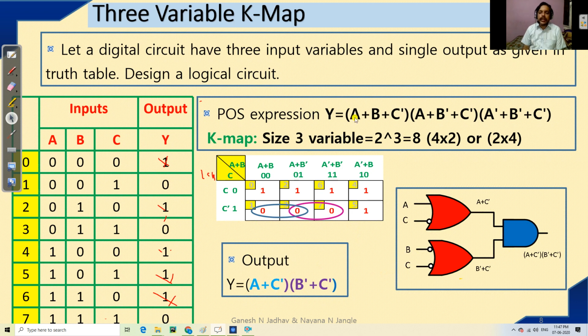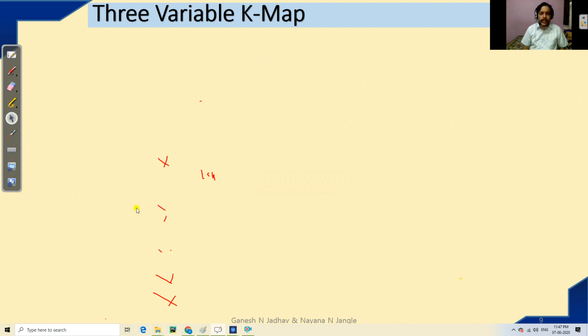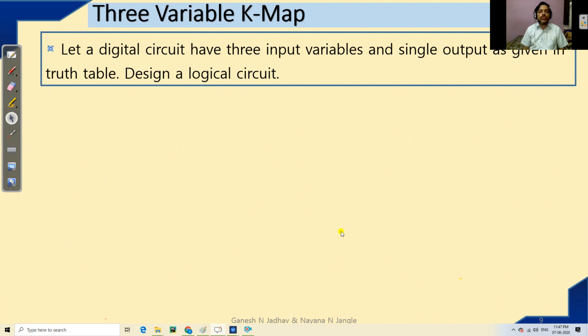But here you can observe how many OR gates are required: 3 OR gates with 3 inputs and 1 AND gate with 3 inputs. So that can be reduced. The number of logic gates is reduced in this case. So we can design this. Similarly, we can design using the Karnaugh map with 4 rows and 2 columns. Let's see that technique, how we can design using 4 rows and 2 columns.